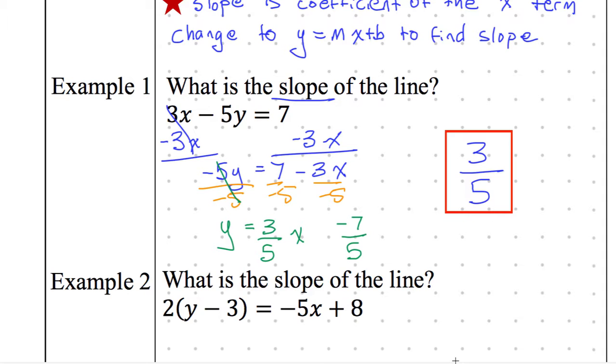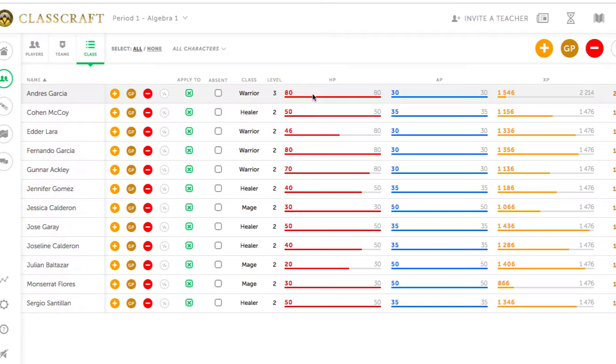It's that easy. Get it into slope-intercept form. Look for the number in front of the x term. You're good. All right. And I need to give Jose his XP.